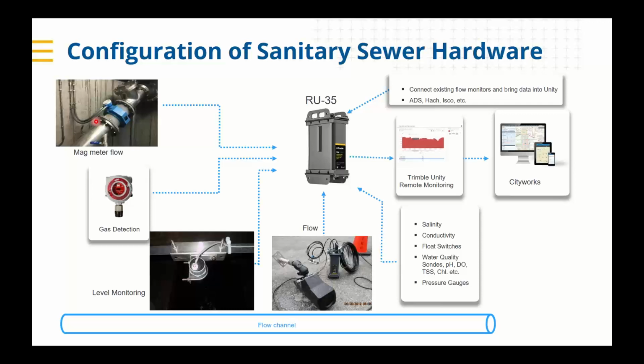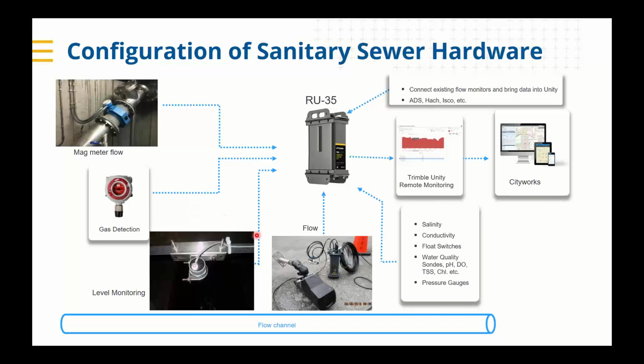We can also track your gas detection. A lot of people like to see what's happening in their collection systems. They'll track either H2S and some other noxious gases in there, so we can check those levels, tie it into our RU-35, and send that up to Unity so they can be tracked remotely instead of having to send people out there to do manual inspections and sampling.